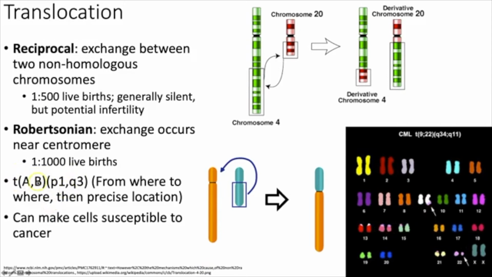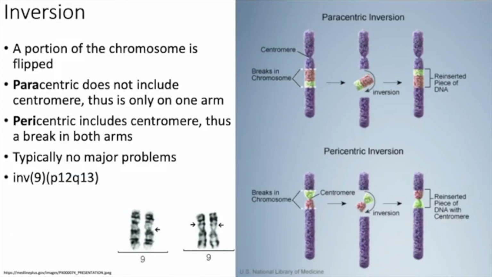They typically use a nomenclature, so in this case you put a T, that means translocation, and then you say, okay, it's going from this chromosome. So in this case it was going from chromosome 9 to chromosome 22, and then you have the location where it occurred. So just kind of interesting. But yeah, translocation. You can have inversions as well.